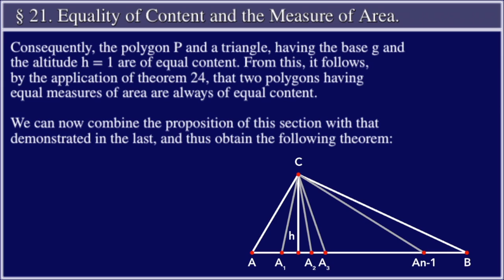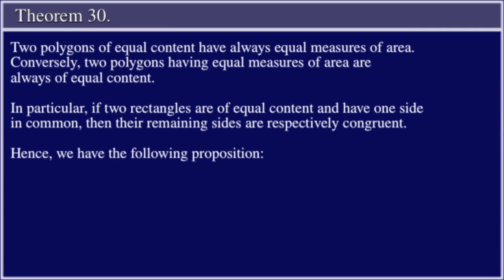Consequently, the polygon P and a triangle having the base G and the altitude H equals 1 are of equal content. From this it follows by the application of theorem 24 that two polygons having equal measures of area are always of equal content. We can now combine the propositions of this section with that demonstrated in the last, and thus obtain the following theorem. Theorem 30. Two polygons of equal content have always equal measures of area. Conversely, two polygons having equal measures of area are always of equal content.